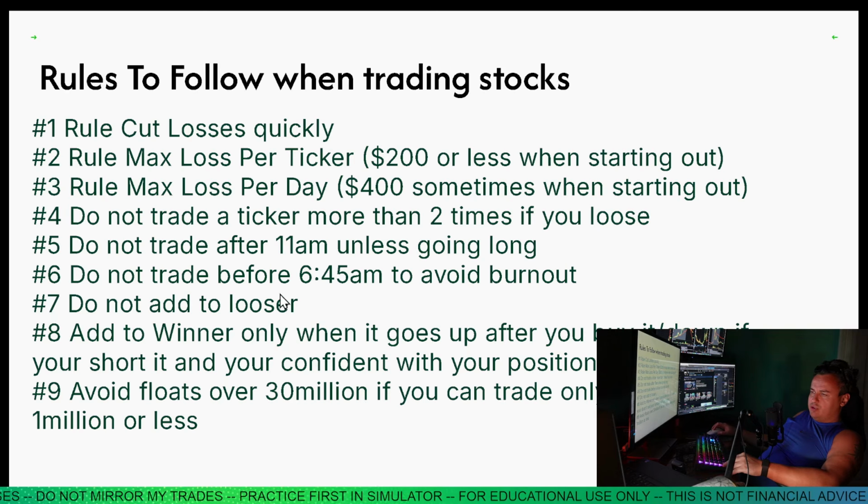Do not add to your loser. A lot of traders do this. And add to your winner only when it goes up after you buy it, or down if you short it, and you're confident with your position. That's very basic. You buy it, it does exactly what you want, you just add to your winner and average up. Same thing with shorting. Avoid floats over 30 million. Ideally, you want to trade floats under 1 million or under 10 million. The lower, the better. These are my top 9 rules that I follow.